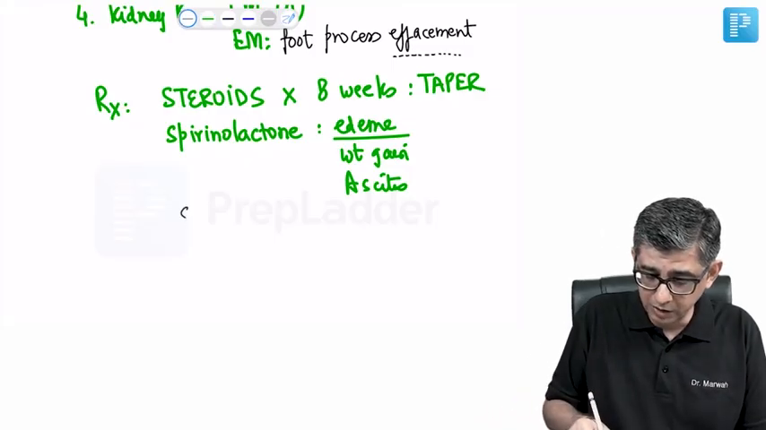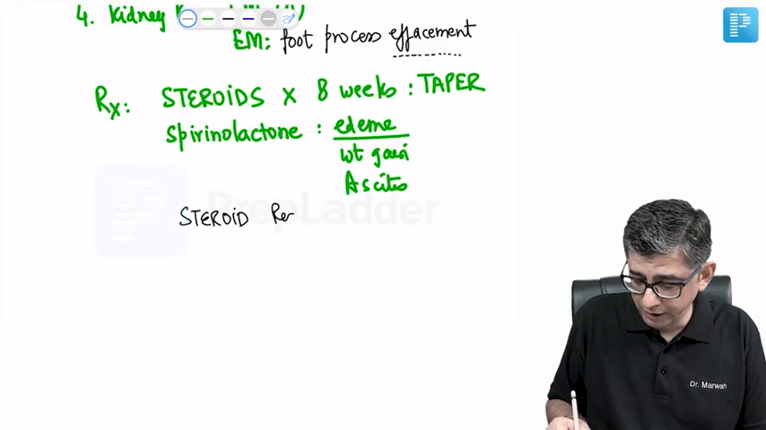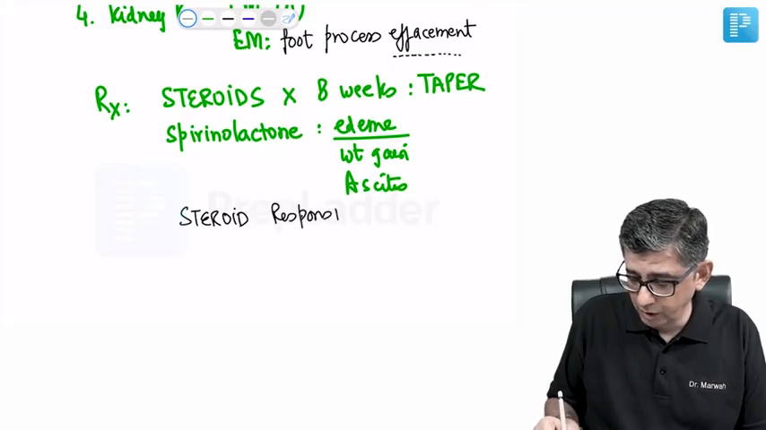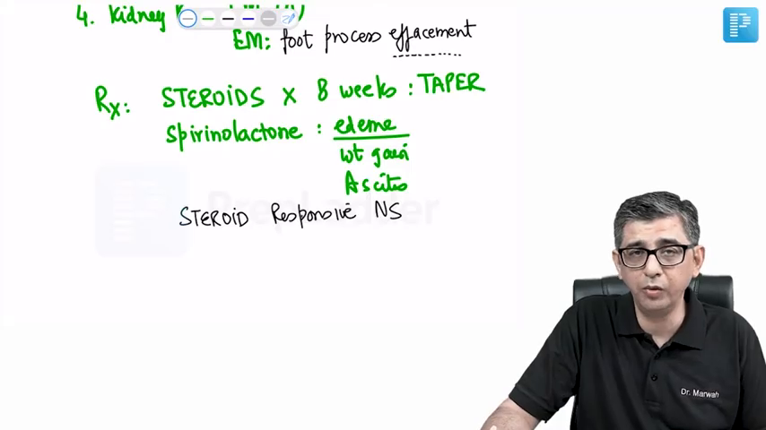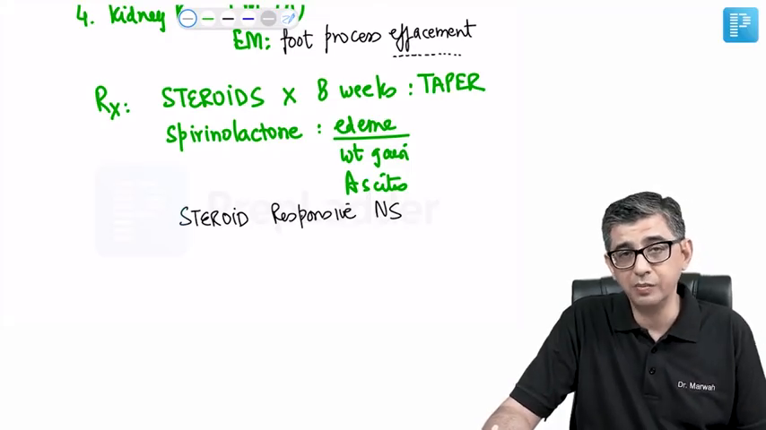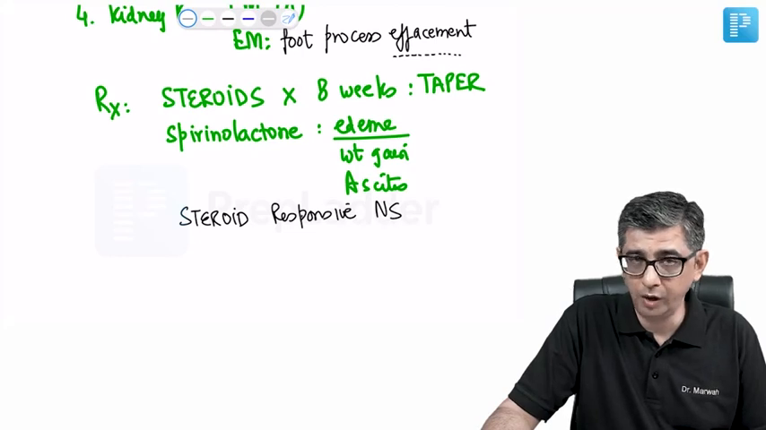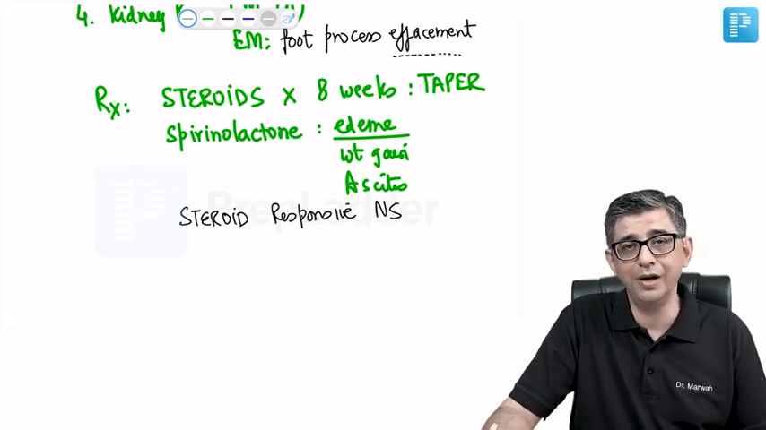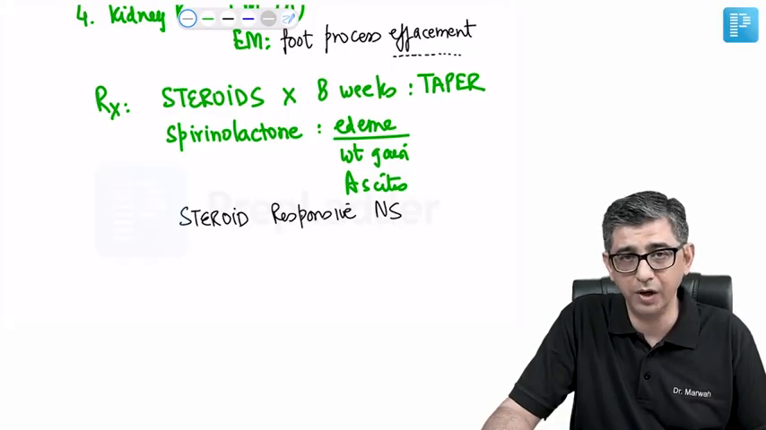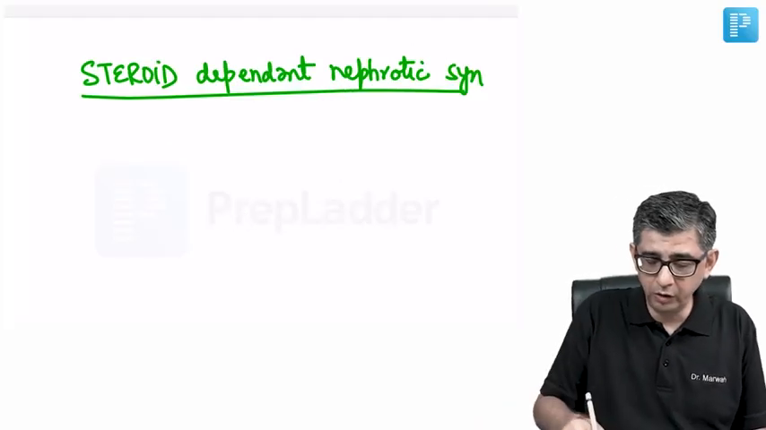Because this condition responds very well to steroids, I'm going to call it steroid responsive nephrotic syndrome. Two special terms that I introduced here were selective proteinuria and foot process effacement, and steroid responsive nephrotic syndrome, though you will also encounter in the subsequent slides me talking about steroid dependent and steroid resistant nephrotic syndrome as well.